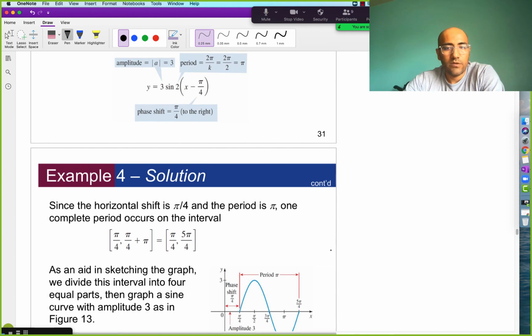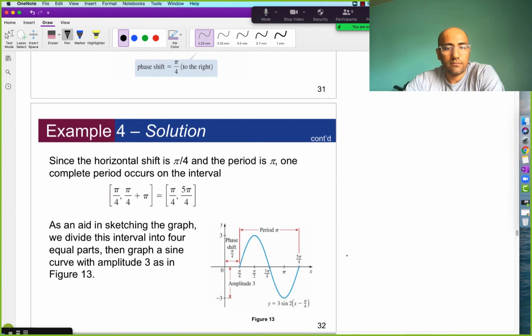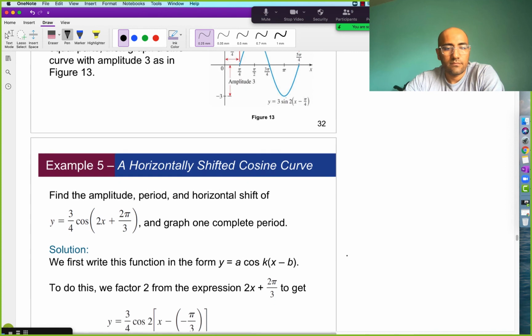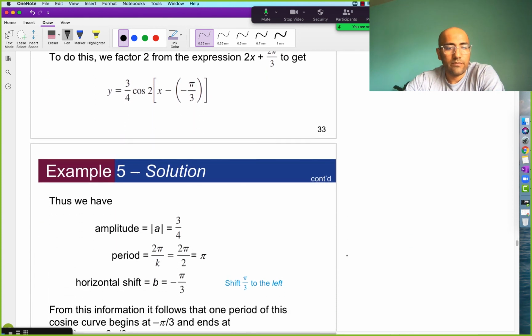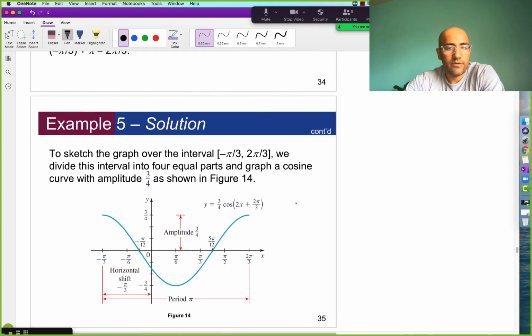Good. Questions? Okay. And then more of the same. Here's another one. Y equals 3/4 cosine of 2x plus 2 pi over 3. Now be careful, because what we want to do is factor out a 2 first, so that we make sure to rewrite it into our standard form.